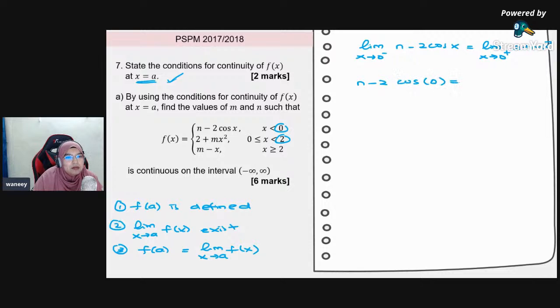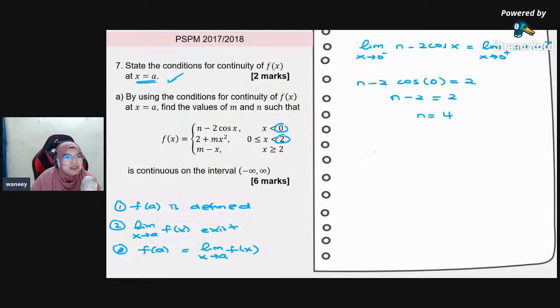sama dengan 2 tambah, so m kali kosong dapat kosong lah. So sama dengan 2 je lah. Cos kosong tahu kan nilai dia sama dengan 1. So kita dapat n tolak 2 sama dengan 2. So n akan sama dengan 4. So hampir betul dah tu.